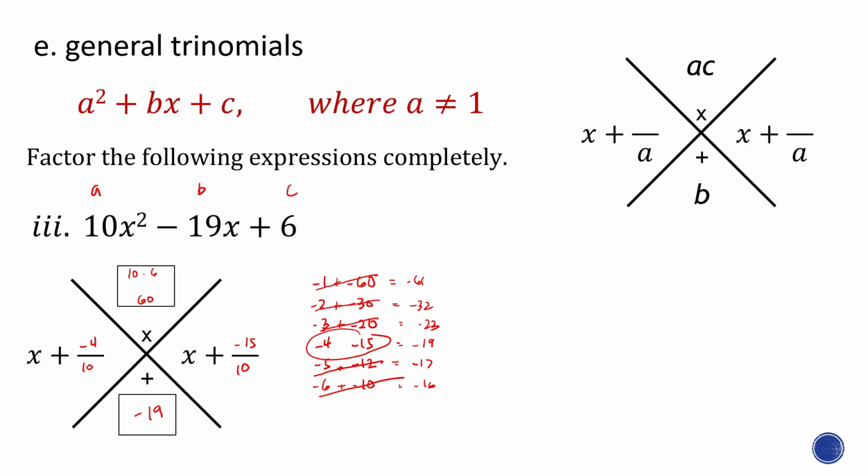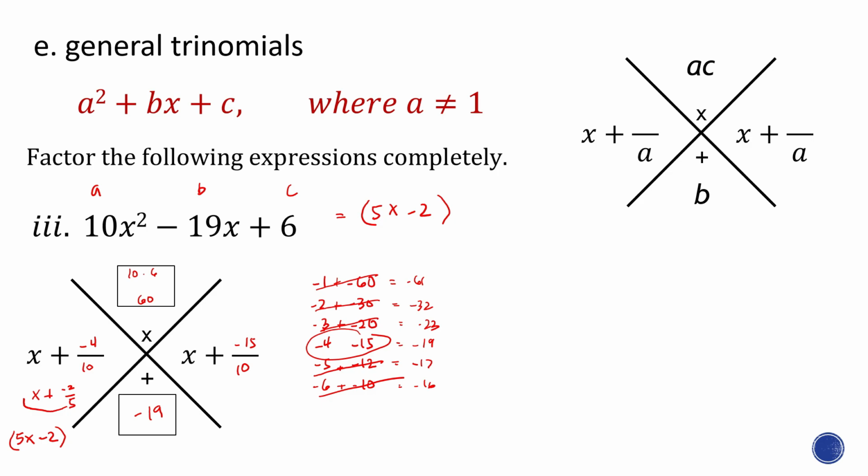Now let's simplify. -4 over 10. Both are divisible by 2, and that's the GCF. So we can rewrite that as x plus -2 over 5. All right, and then we will move this 5 towards here. That will be the coefficient of x. So 5x minus 2. That's the first binomial.